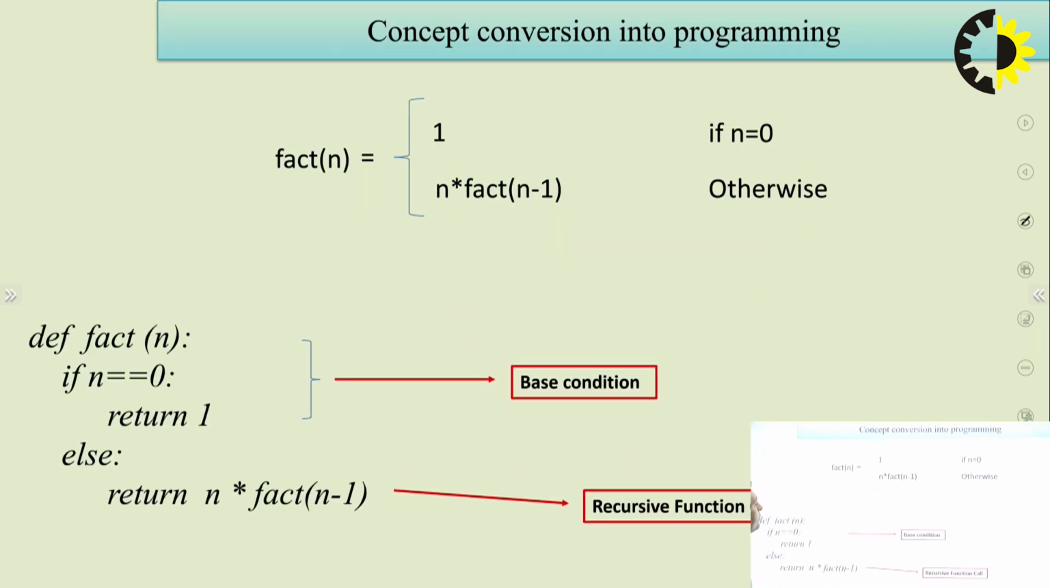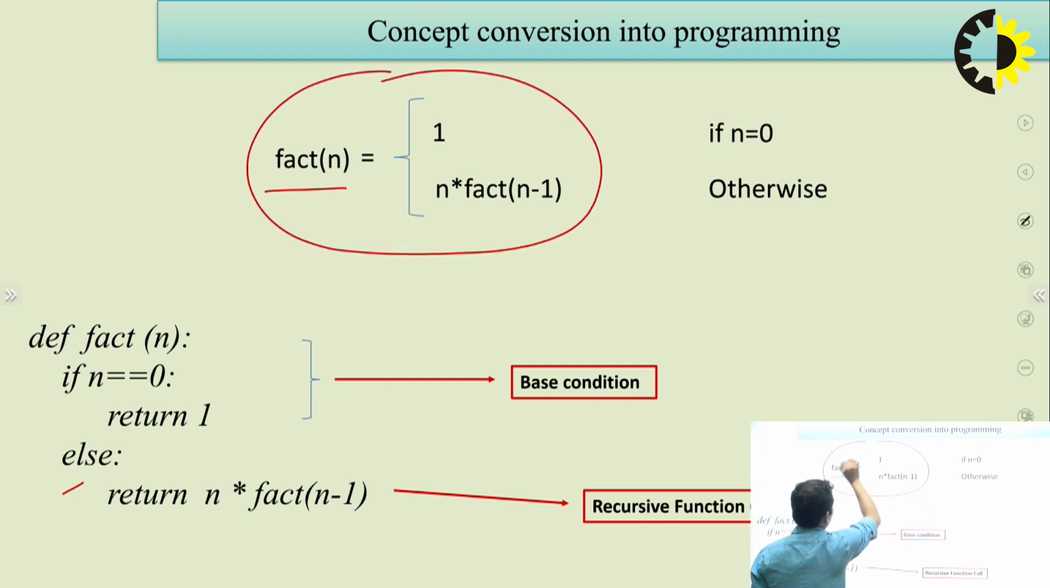Now convert this concept into programming code, here using Python. So, in Python programming we are converting this particular concept into code. This is the function definition. In Python we use the def keyword to define a function: here def, then fact is the name of the function, then the parameter, then the colon sign. Now, this is the body part of the function.